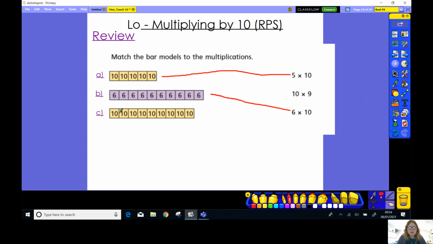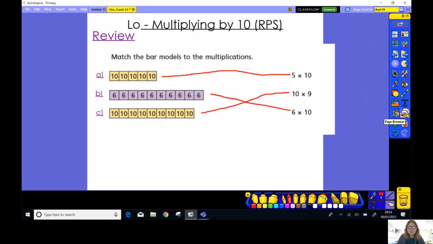And finally here, we have 1, 2, 3, 4, 5, 6, 7, 8, 9 groups of 10, which again, it should say 9 groups of 10, but that would match like that. Okay, let's move on now.